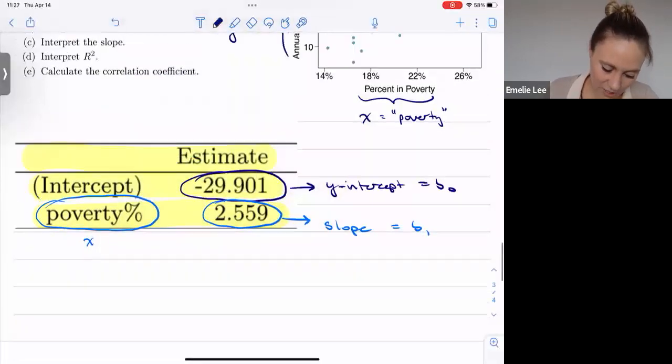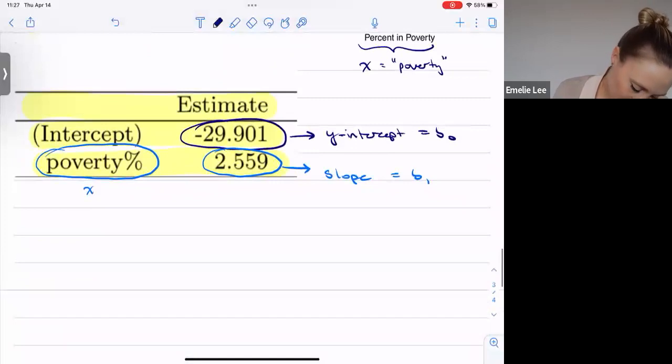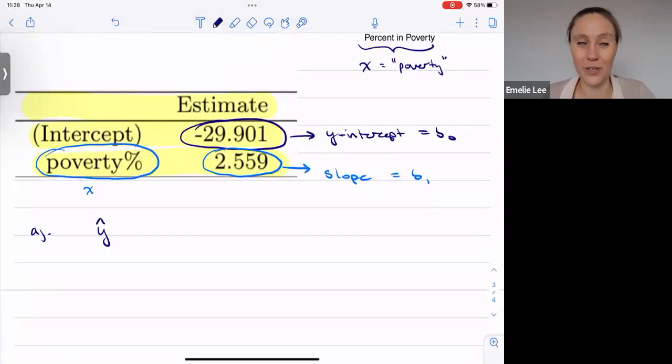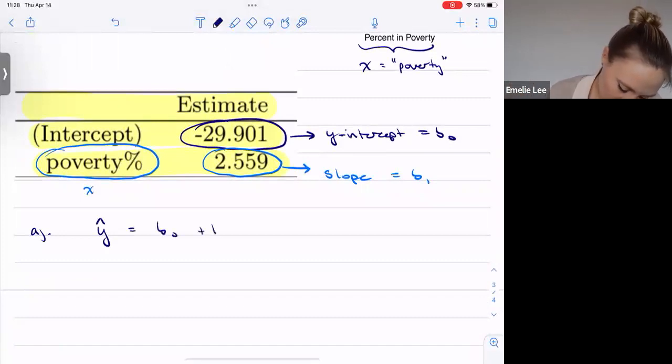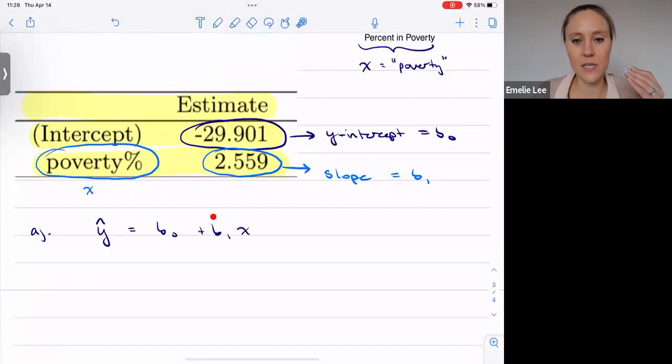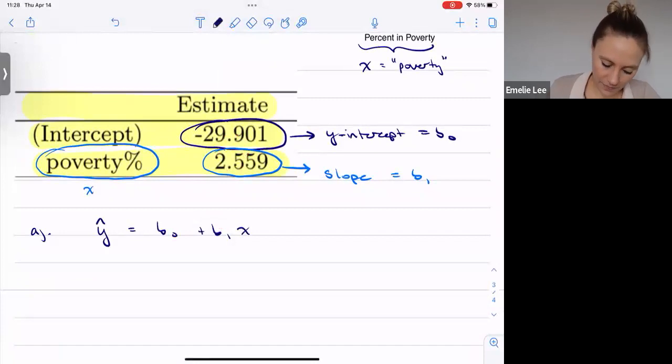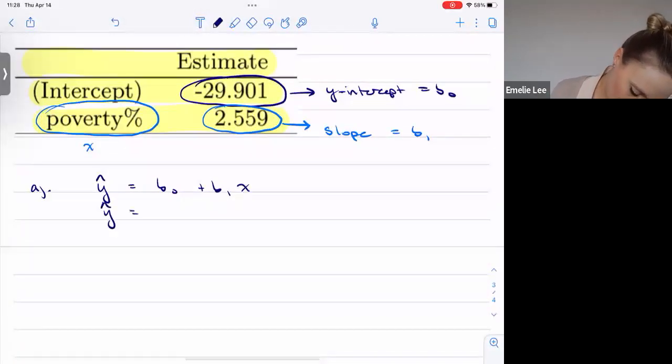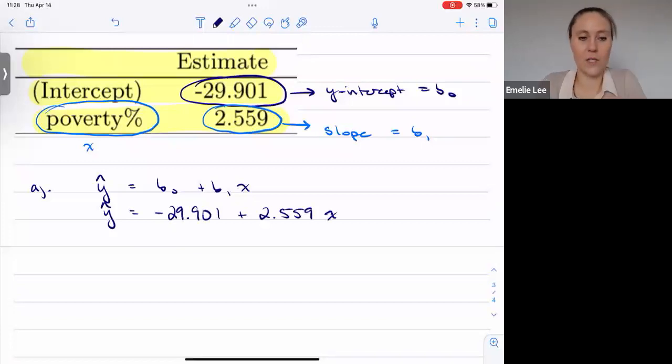Well, if we want to write out the linear model, so part A, well, the linear model in general, I haven't been calling it that. I've been calling it the longer name, the least squares regression line, but it is a linear model. It is B0 plus B1x in general, right? But then we said, okay, we're going to replace these B's with numbers. And that's exactly what we're going to do to write out the model. So then we get y hat is negative 29.901 plus 2.559 times x.